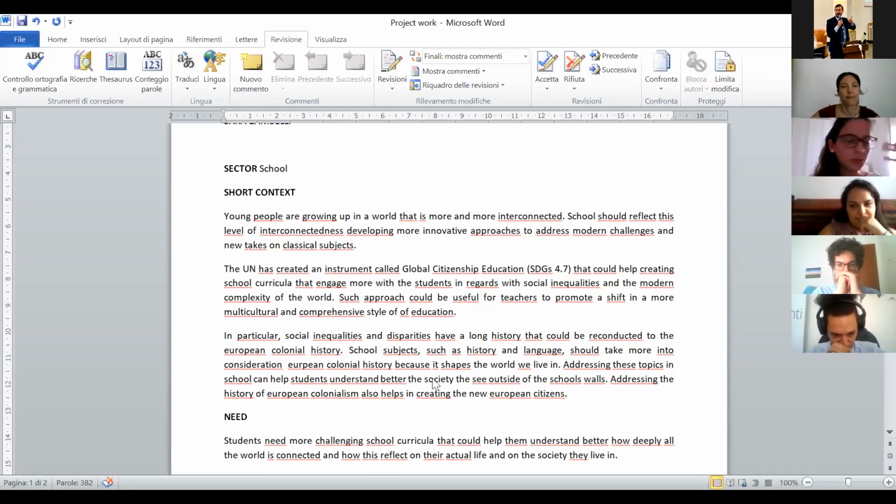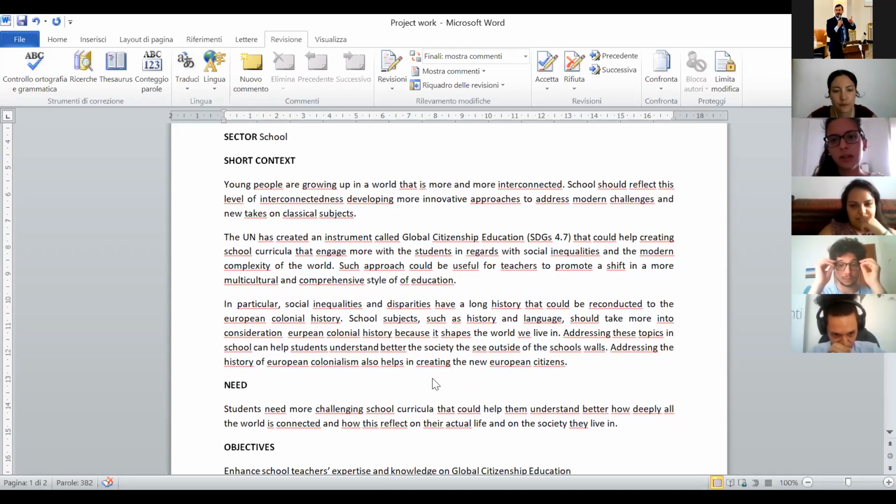So in order to improve school curricula, there is actually an instrument called Global Citizenship Education, which was developed by the UN, that could help teachers create a more innovative, cross-sectoral and multicultural curriculum for students.